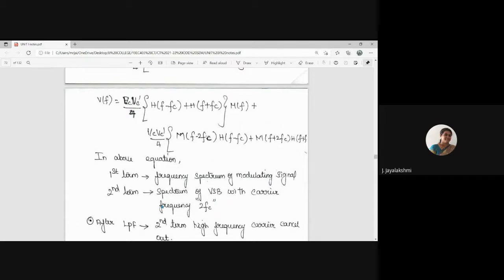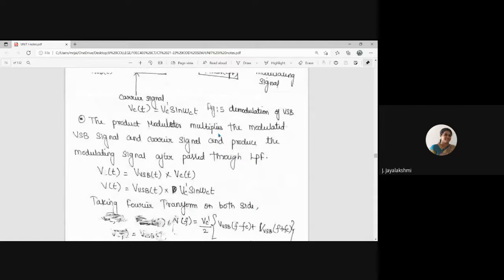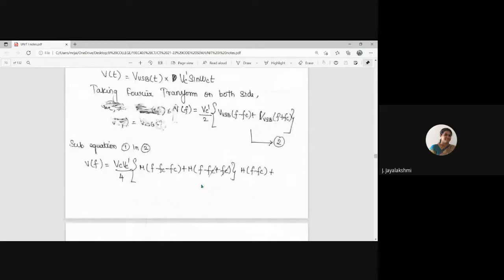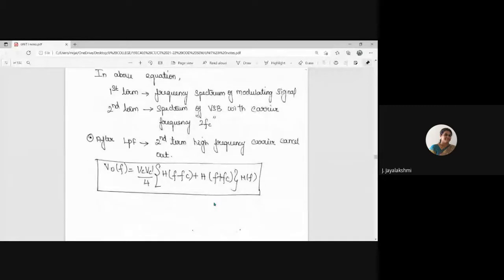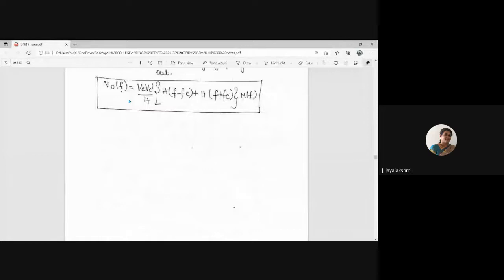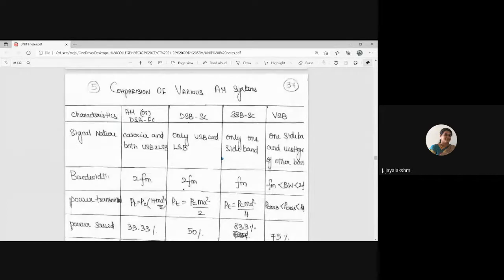So after we multiply this signal, the V of t, here it is given in the frequency domain. Of course, you are taking the transform of the signal. So when V of t is passed through a low pass filter, the second term, the high frequency component, is going to get removed or cancelled out, and you will have the first term alone remaining, which is the low frequency component. So this is how you generate your vestigial sideband signal.